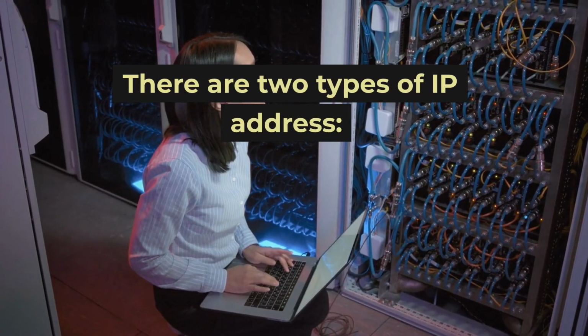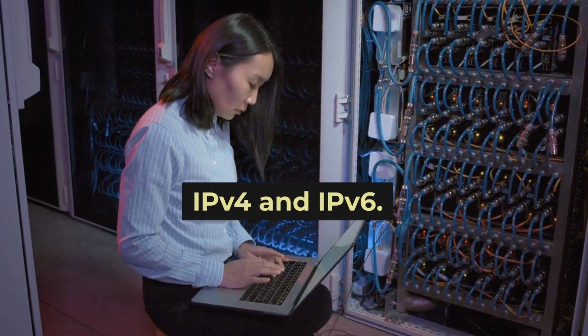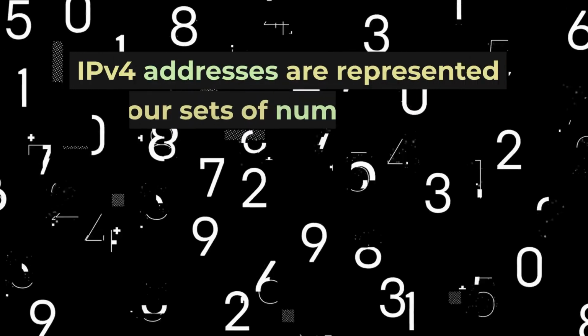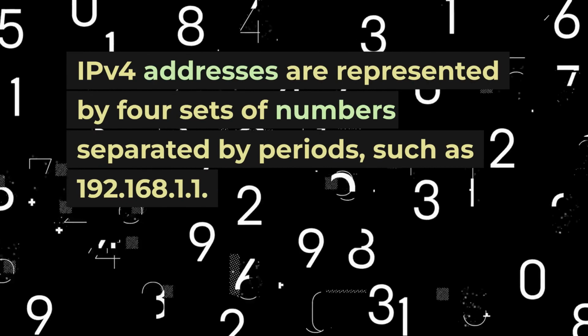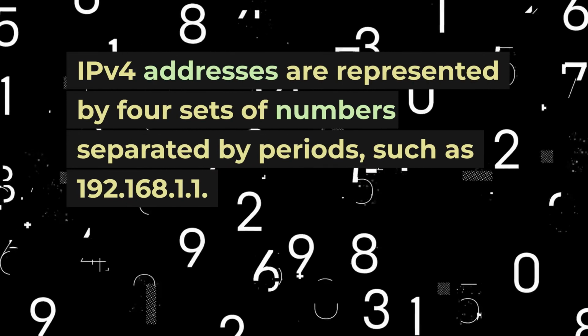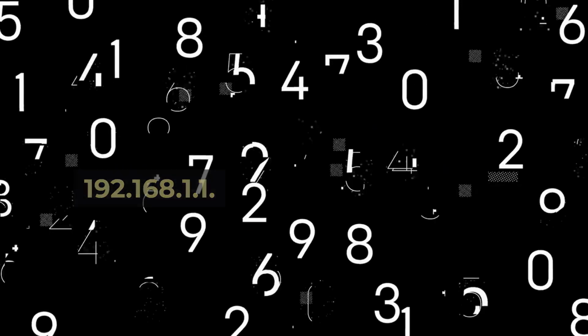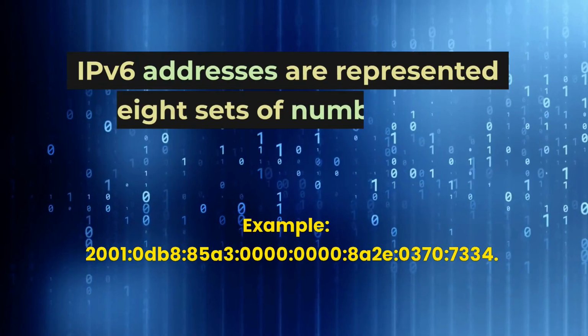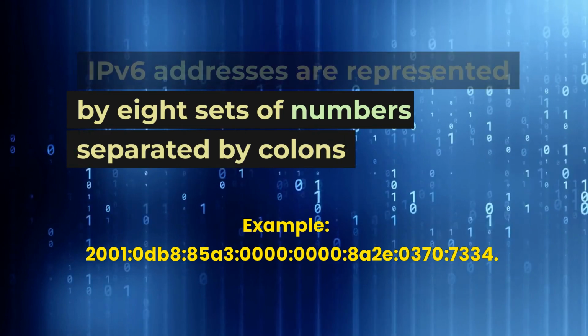There are 2 types of IP address: IPv4 and IPv6. IPv4 addresses are represented by 4 sets of numbers separated by periods, such as 192.168.1.1. IPv6 addresses are represented by 8 sets of numbers separated by colons.